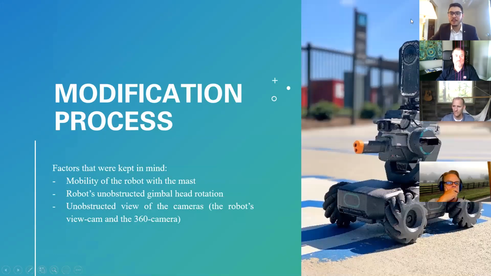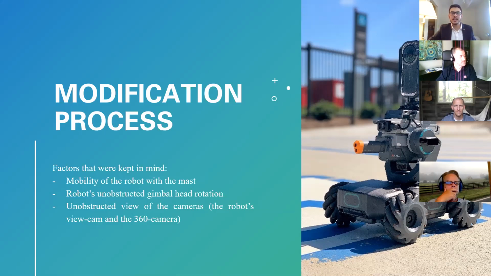Eventually, we came on to this little guy. This is the final modification version of the robot. And this is something that the robot's head and its gimbals and its motors inside its head could actually take and move with. The factors that were kept in mind were the mobility of the robot with the mask. It should be able to move. Robot's unobstructed gimbal head rotation. We wanted it to be able to rotate its head without any issue.